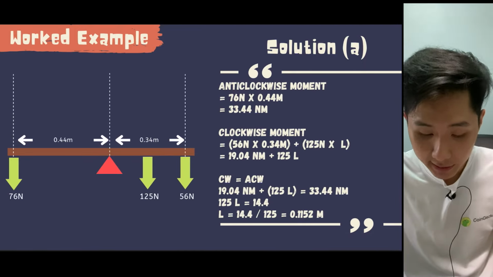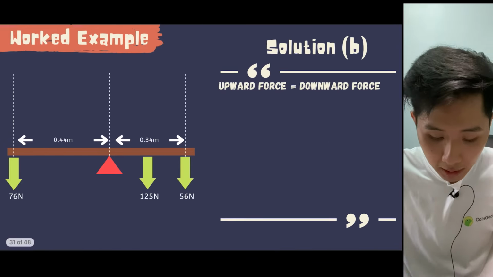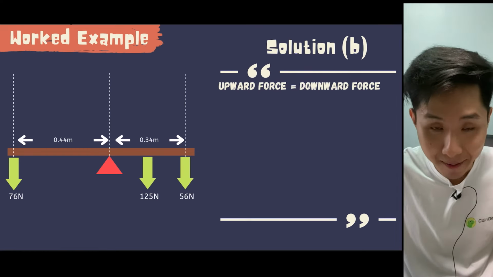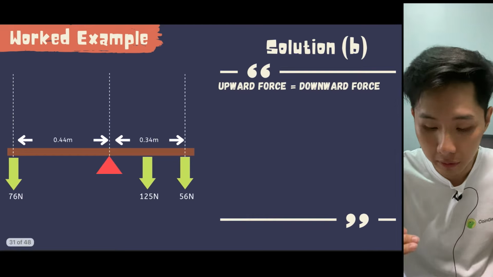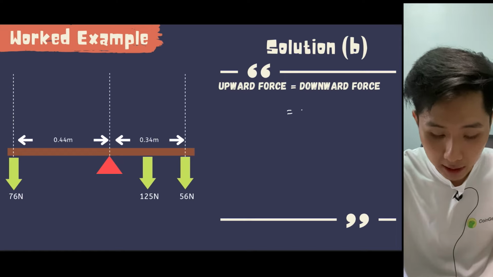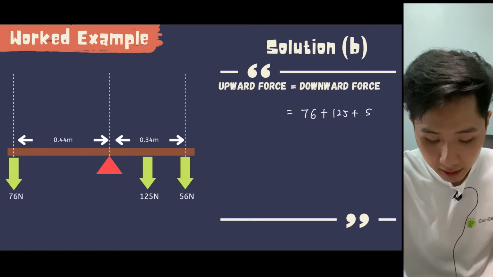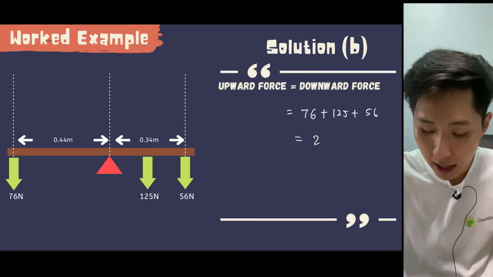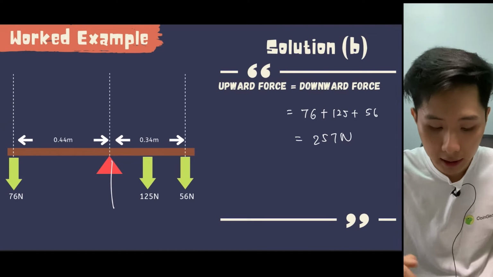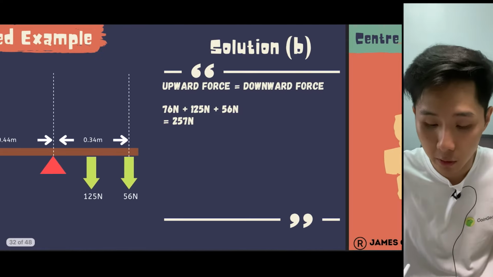And here are the answers. You can pause the video to look at it if you feel like I'm speaking too fast. All right, so the second question is, what should be the upward force? We already know upward force has to be equal to downward force. That's why we just have to calculate the total downward force that we have. So it's going to be 76 plus 125 plus 56. And I'll have 257 Newton in total. So that will be the upward force required to lift this up, which is correct as shown in the solution.